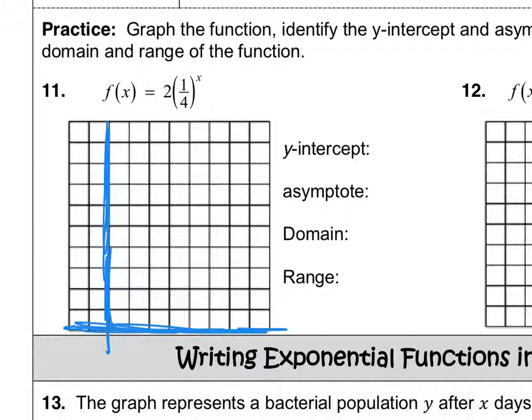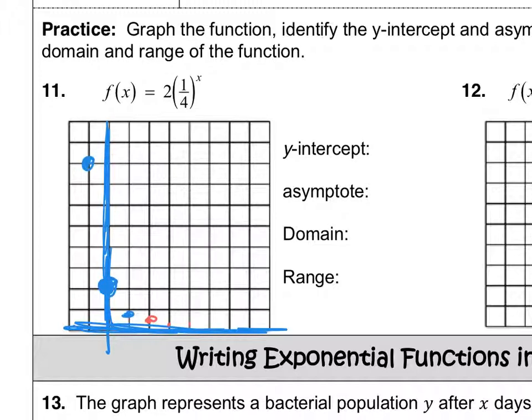And when I'm looking at my points, I've got -1, 8, so 1, 2, 3, 4, 5, 6, 7, 8. So I'm going to put a point up there. I've got 0, 2. So 0, 1, 2. That's my y-intercept. I've got 1 and 0.5. So it's going to go about right here. I think I need to change to red. I've got 2, 0.125. So 2 is getting a little bit closer. And 3, I've got 0.03125. So they're getting closer and closer to 0.